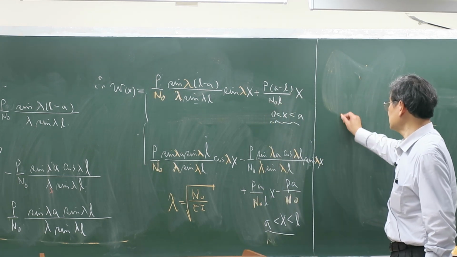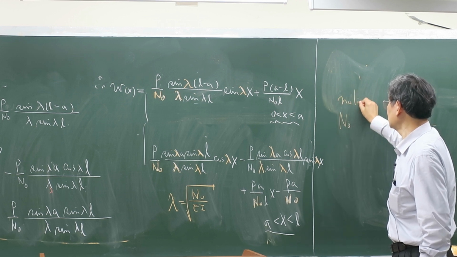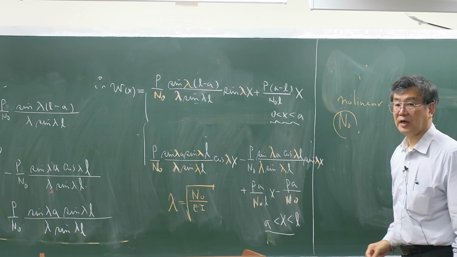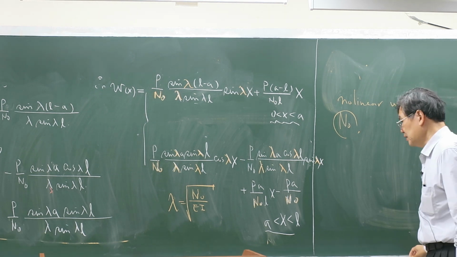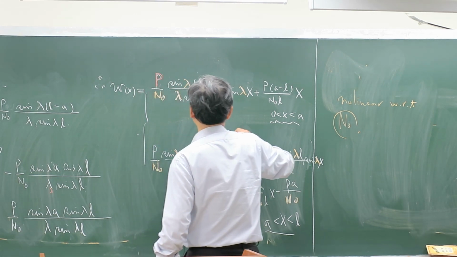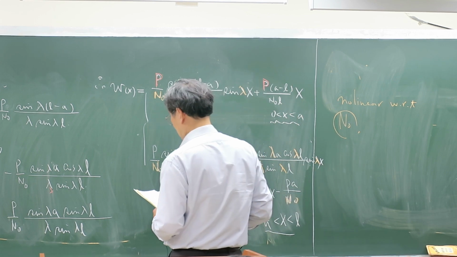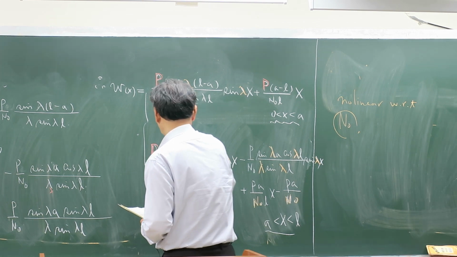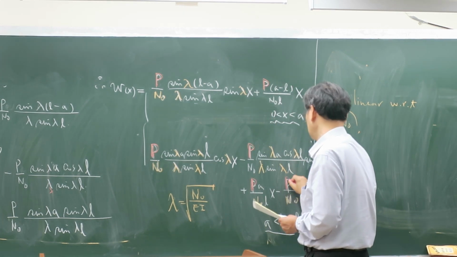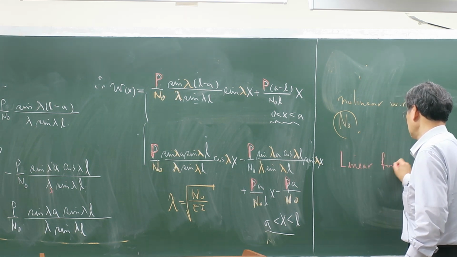Okay, so this equation is nonlinear with respect to N0, right? But see P, the P here, P here, and the P here, and P here, P here, and P here. So it's linear for P.